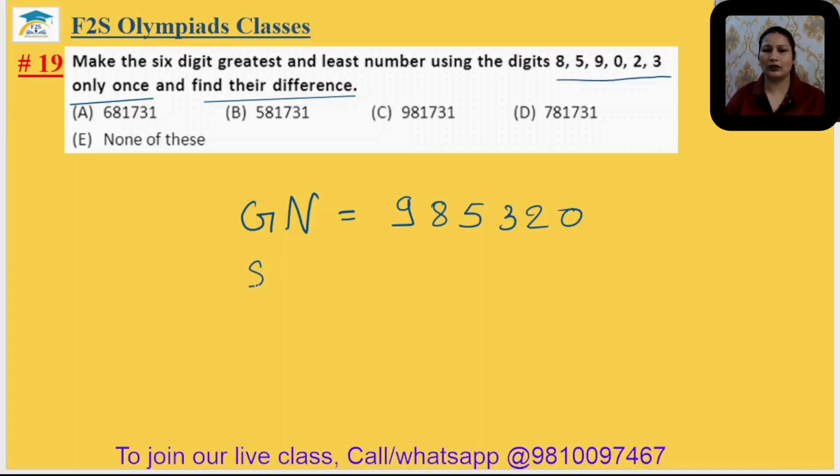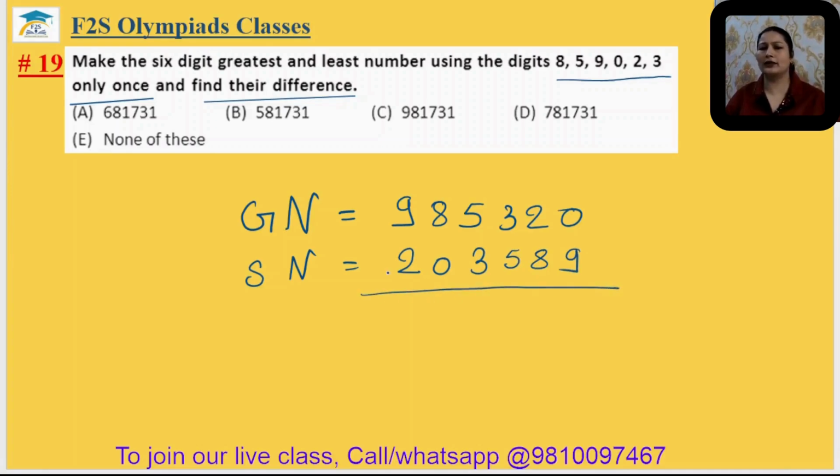Now the smallest number, and we have to make a 6-digit number. To write the smallest number using the given digits, we can write them in ascending order. But here, if we write the number in ascending order, then 0 will come at the highest place value, and due to this, the number would be of 5 digits only. So if one digit is 0, we always place it at the second highest place value. That's why we will write it like this: 2, 0, 3, 5, 8, 9.